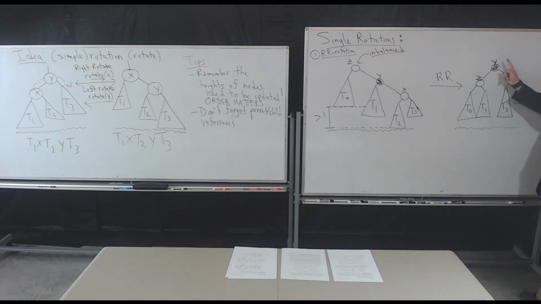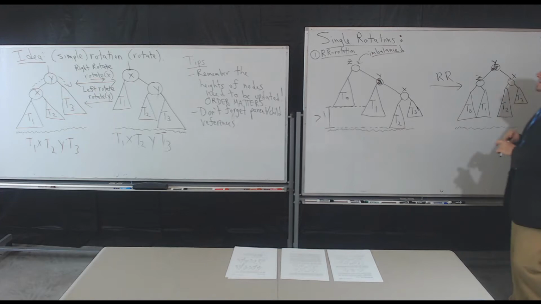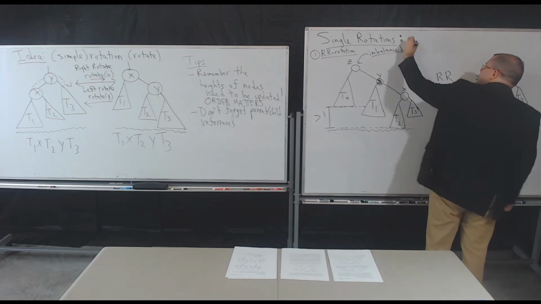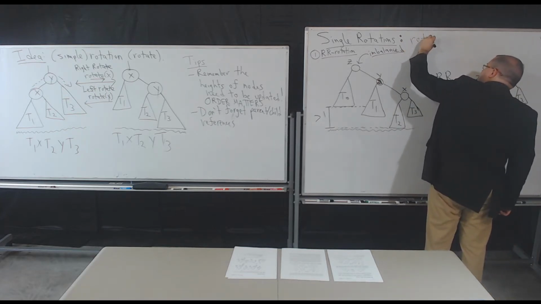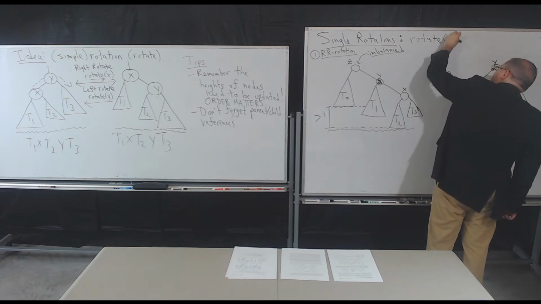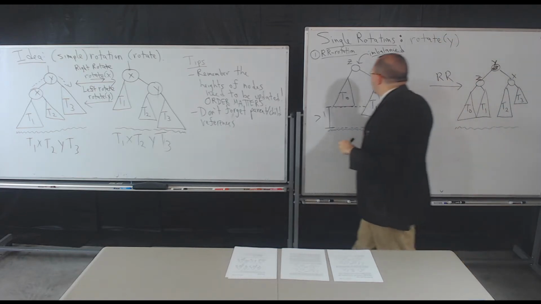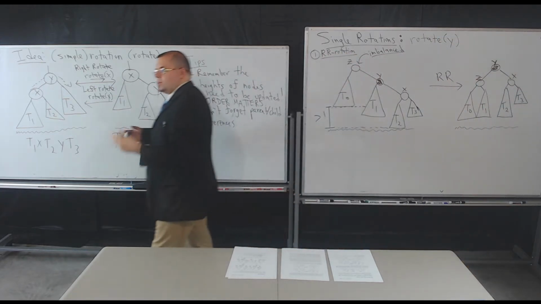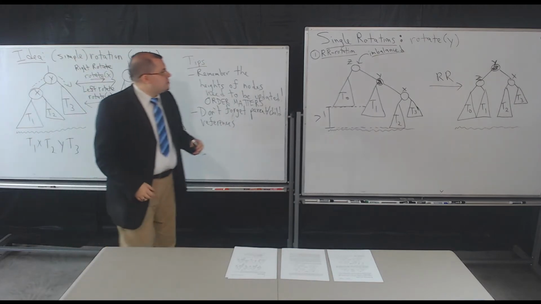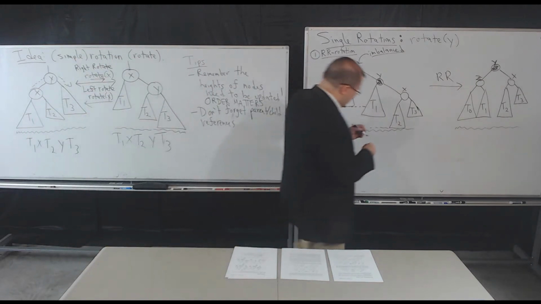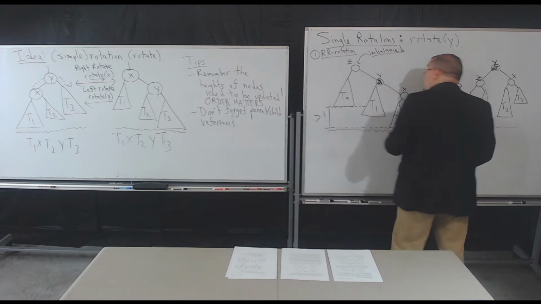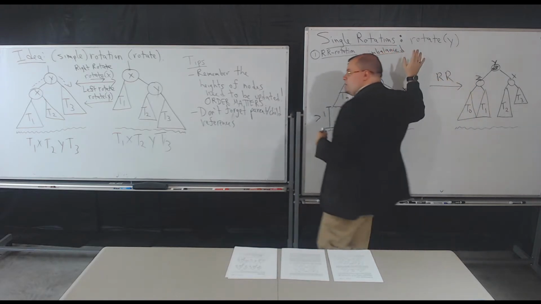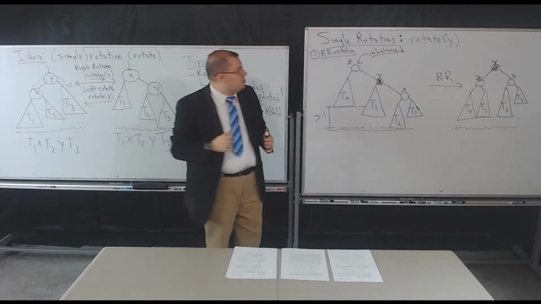We might have to work our way up the tree to potentially make any other corrections, depending on what operation we're looking at. So in a single rotation, you're just going to apply rotate on Y. Just rotating on Y will promote it and form the correction that you need. Fortunately, because of this, I only apply rotate once. That's why it's called a single rotation.